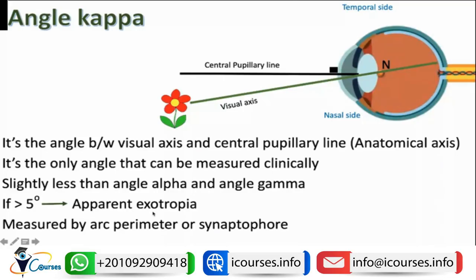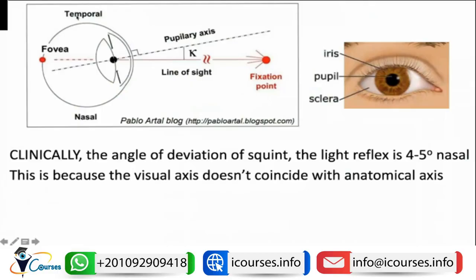So let's see in this example. If we have here a temporal side and here a nasal side, the visual axis is the axis passing through the object of interest, the nodal point, and the fovea. So it will be the red line. While the central pupillary line passes perpendicular over the cornea, central to the cornea and central to the pupil. So the angle between both will be called angle kappa.